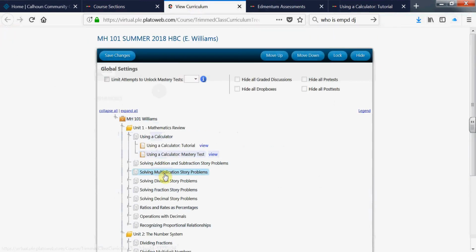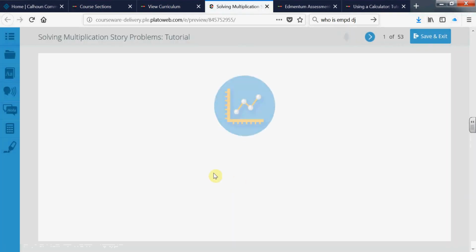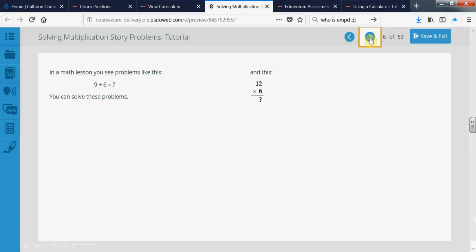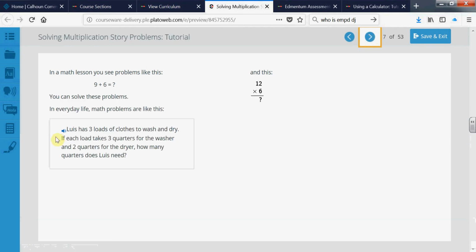Just showing you some examples here of the assessments that are available. This one is solving mathematical story problems. Here's a tutorial. I think the tutorial is very helpful. You go through those tutorial assessments. There should be on some a voice icon. Luis has 3 loads of clothes to wash and dry. If each load takes 3/4 for the washer and 2/4 for the dryer, how many quarters does Luis need?